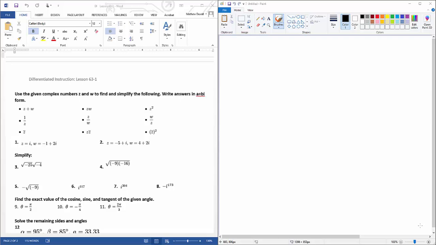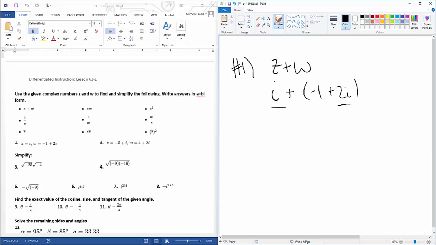All right, so 63-1 says use the given complex numbers z and w to find and simplify the following. Write the answers in the a plus bi form. So I'll just kind of talk about these. This is saying add your z plus your w. So my z is i, my w is -1 plus 2i. So you just combine like terms and you get -1 plus 3i.